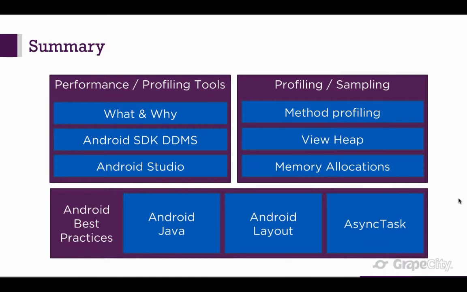All right, to summarize what we covered today: what are performance and profiling tools and why do I need them? What tools are available on Android, specifically using DDMS, and what's new in Android Studio? And then we went through a profiling sample of method profiling and investigating the heap space and some memory allocations using DDMS. And then we used the new memory allocation tracker in Android Studio. And then we went over some best practices, just general Java programming, general layout management, and some asynchronous programming on Android.